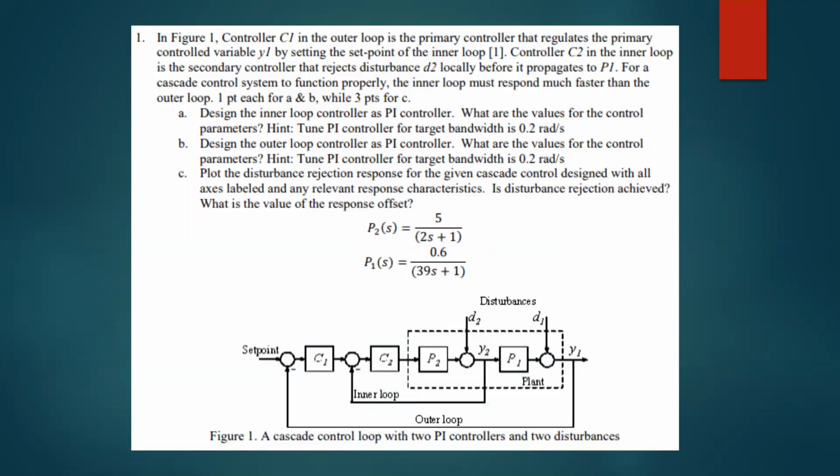The first question we had was to design an inner loop controller as a PI controller. The second part was to design an outer loop as a PI, and then plot the disturbance rejection response of the following system. These are the transfer functions of the controllers that we were given.